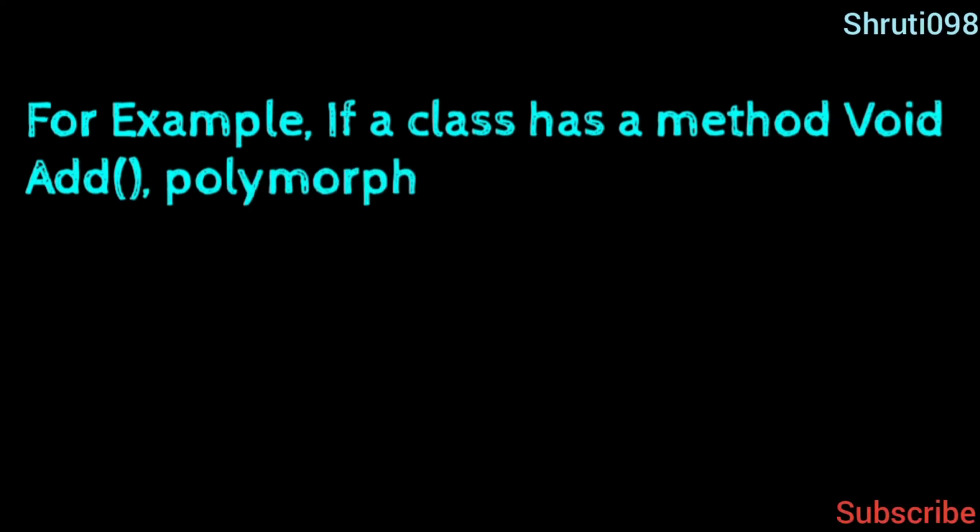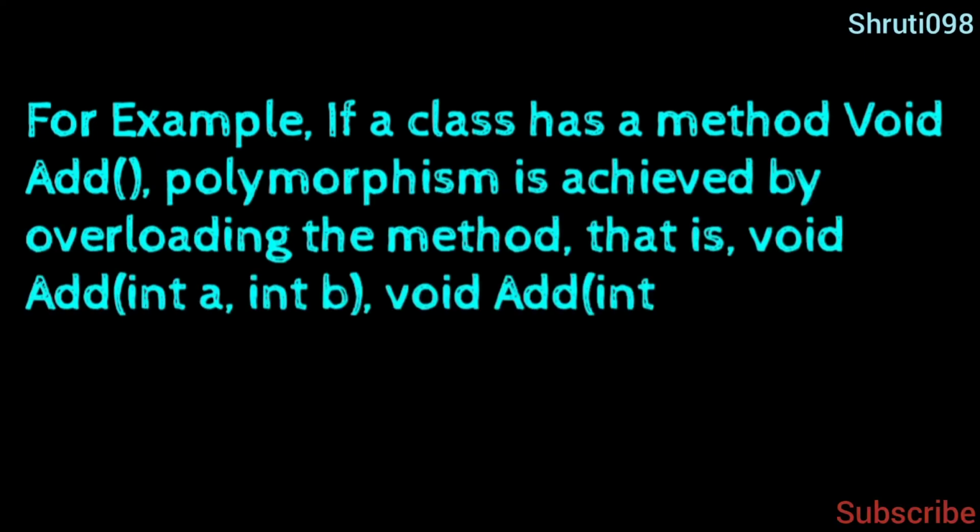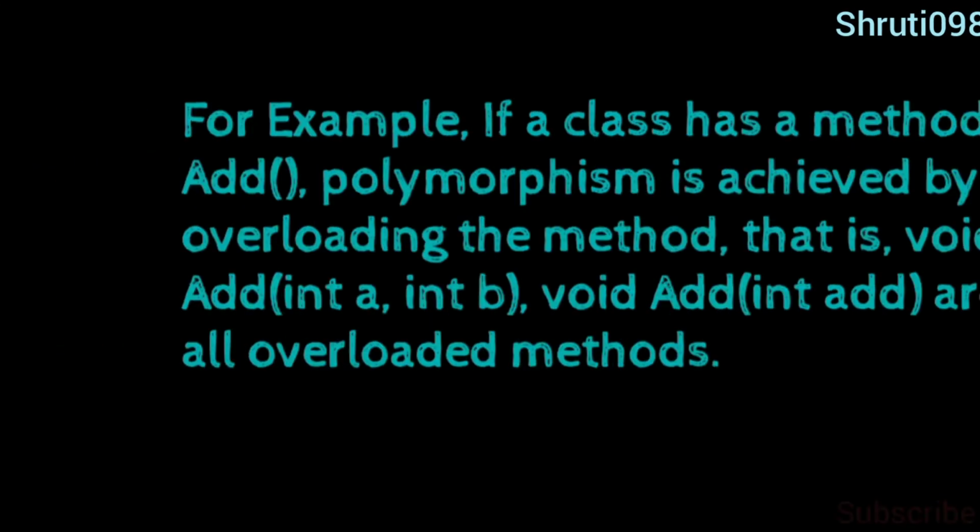For example, if a class has a method void add, polymorphism is achieved by overloading the method, that is, void add(int a, int b), void add(int a, int b, int c) are all overloaded methods.